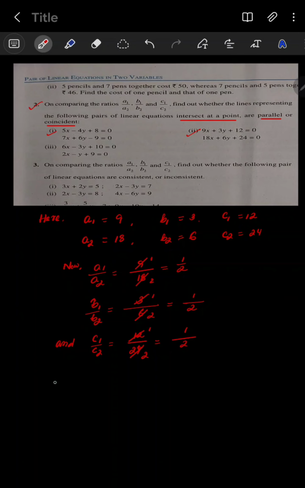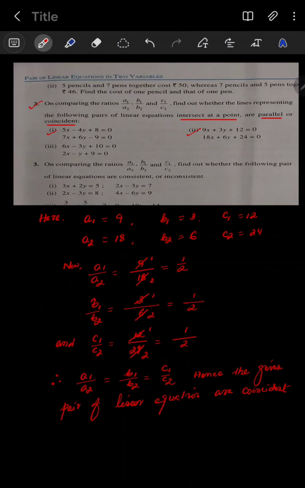If you observe the values, we got all the ratios equal. That means a1 by a2 is equal to b1 by b2, which is equal to c1 by c2. So all ratios are equal. If all the ratios are equal, it means the given pair of linear equations is coincident. So here we will write, hence the given pair of linear equations is coincident. Okay, so this is your final answer.